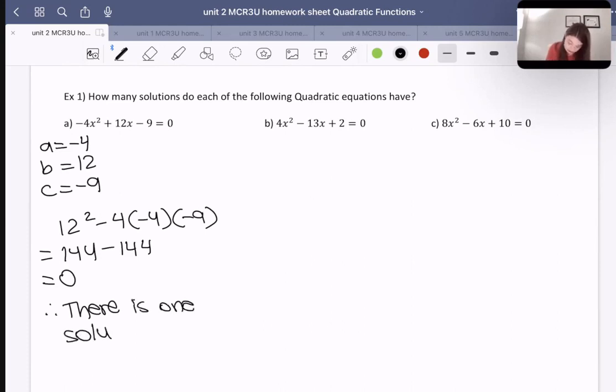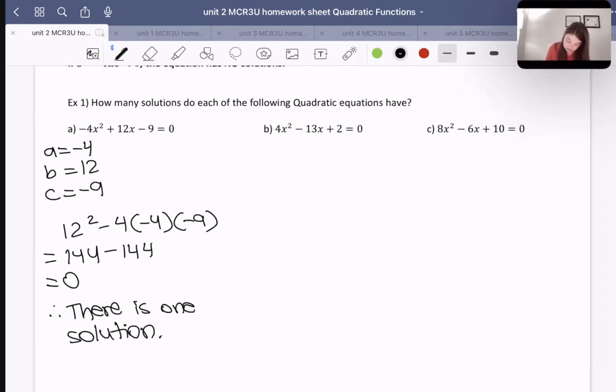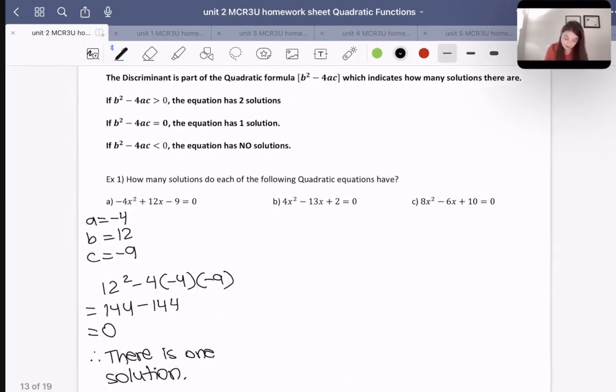Now, 0, just to be clear, 0 is not the one solution. The fact that we got a 0 for our b squared minus 4ac tells us that there is one solution. We didn't actually find that solution, we just found out that there is one. But that's okay, because the question didn't say find the solutions, it said how many solutions are there.